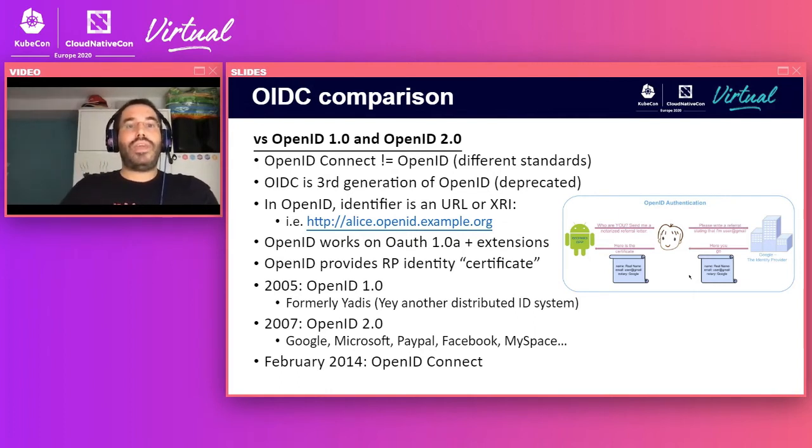So OpenID Connect should not be confused with OpenID 1 and OpenID 2, which are obsolete and predecessor protocols. OpenID started back in 2005 as a protocol to provide identity certificates, and version 2.0 was widely adopted, but it is now deprecated. OpenID Connect is the third generation, and it dates from 2014. It is much more developer-friendly and broadly used.